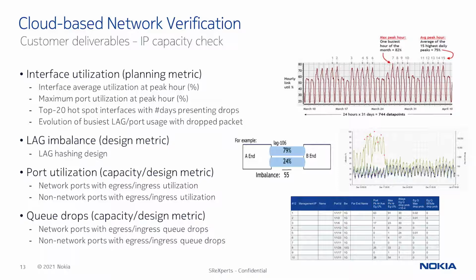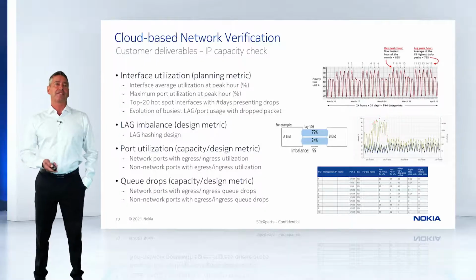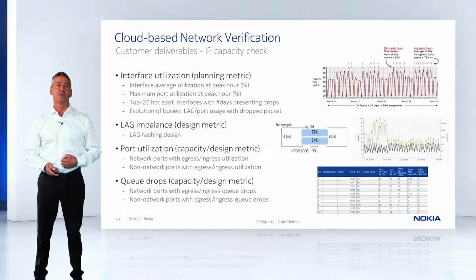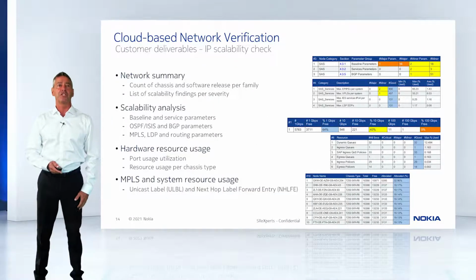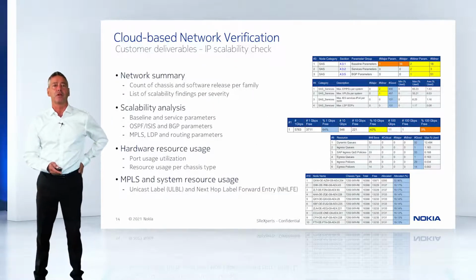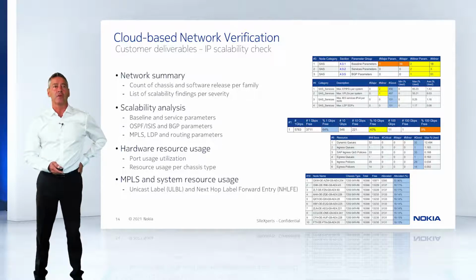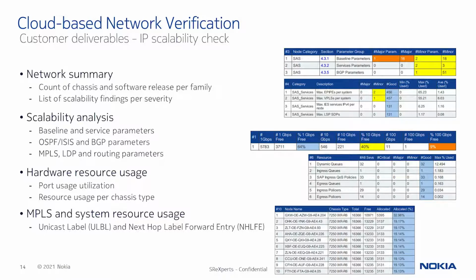Same thing with the lag imbalance. If it's not 50-50, if it's 79-24 like this, it's imbalanced, so imbalanced by 55. And you get port utilization, queue drops. And remember, this is the capacity check report, which uses an internal tool from Nokia that's been around for 20 years that we've been using in professional service. But now you have access to that as a single click of a button. The scalability check, as I said before, CNV is the only product in the world that does that. It will check all the scalability of all the network summary of the tables and all the routing protocols, limits against what you're using in the network.